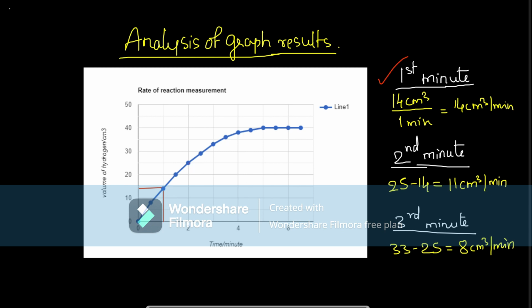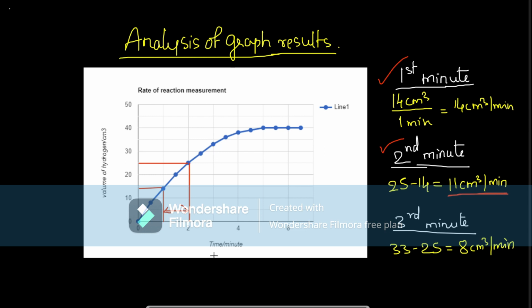Similarly, when you come to the second minute, you can see the value, 25. So in this, what is the difference you can observe, right? In the second minute, it is 25 minus 14, means only in this minute the rate of reaction has dropped to 11 cm cube per minute.